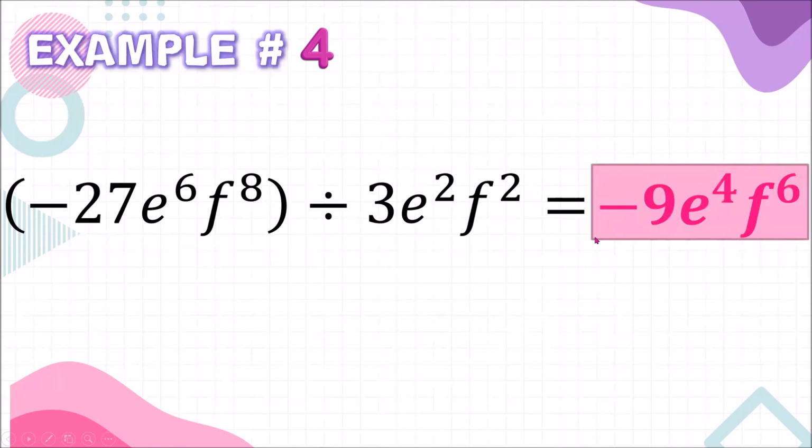Again, let's try to check. So 3 times negative 9, negative 27. E squared times e to the 4th, e to the 6. Check. F squared times f to the 6, f to the 8. So that is correct.